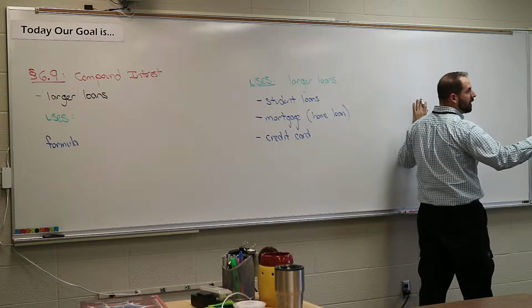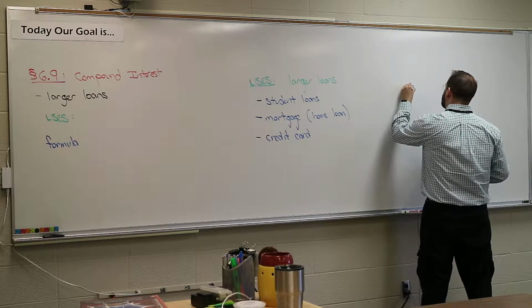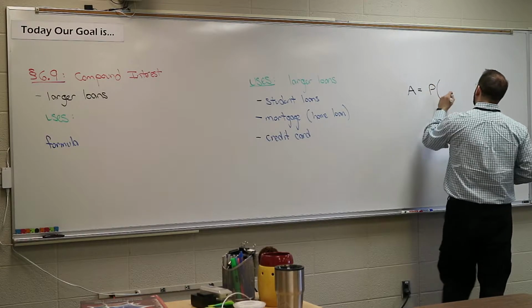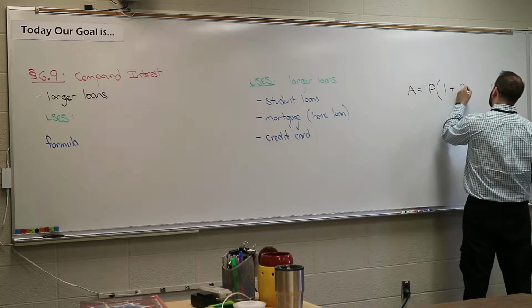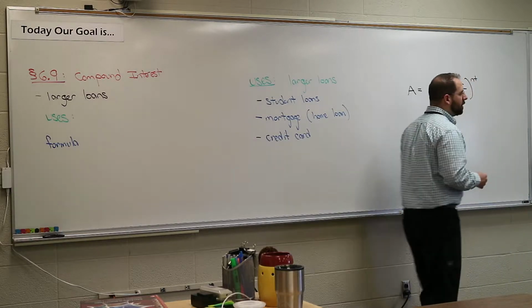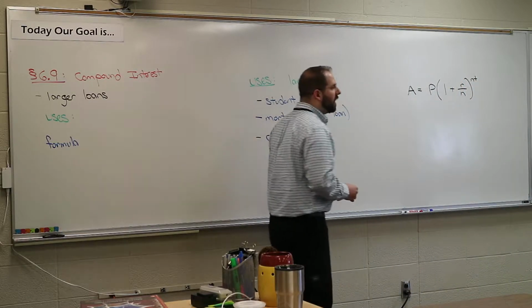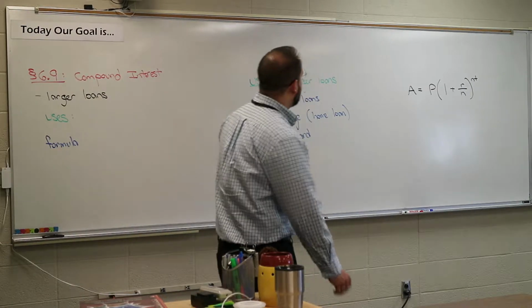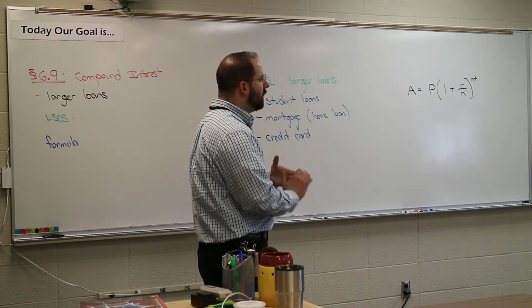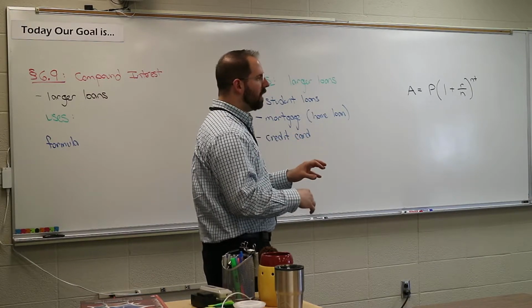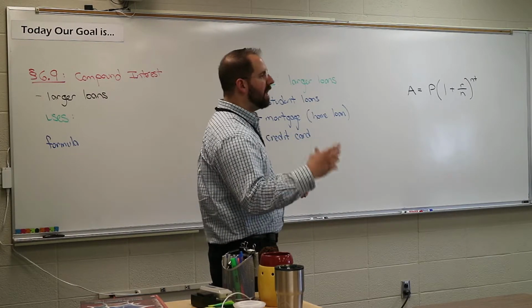So this is the formula you need to have written down. Amount equals P, parentheses, 1 plus R over N, N T. Alright, let's write this down. This is your crazy formula. We need to discuss it. So it's A equals P with a big parenthesis, 1 plus R over N, parentheses, N to the T.